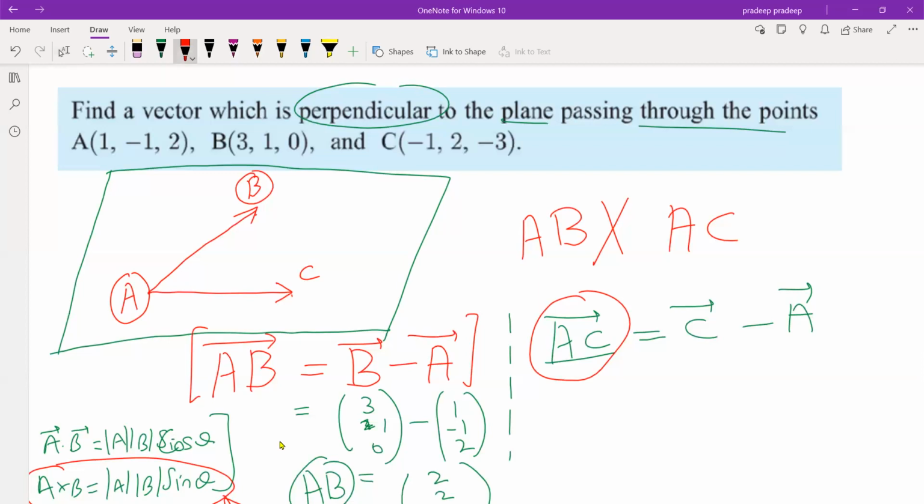So C minus A. C is -1, 2, -3, and A is 1, -1, 2. So -1 minus 1 will give me -2. 2 plus 1 is 3. And -3 minus 2 is -5. So Sheldon, are you getting this? I think you're getting the reverse, 2, -3, and 5. You have to do C minus A, not A minus C. Yeah, my bad. I'll just do that.